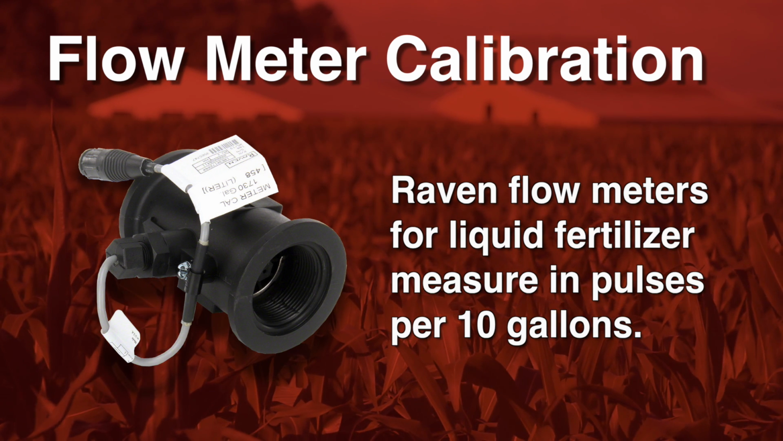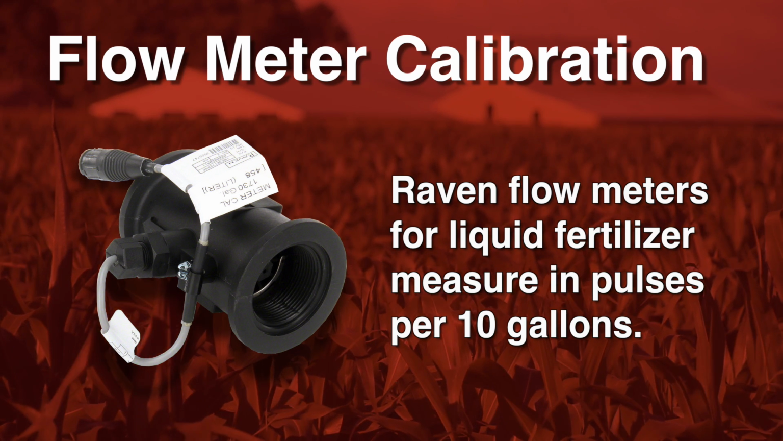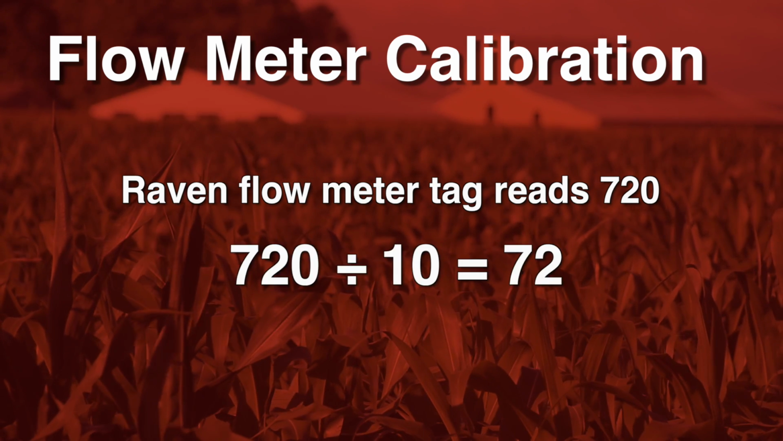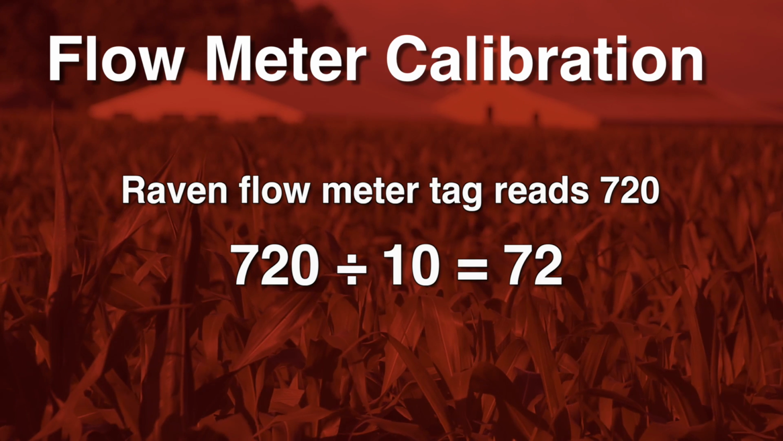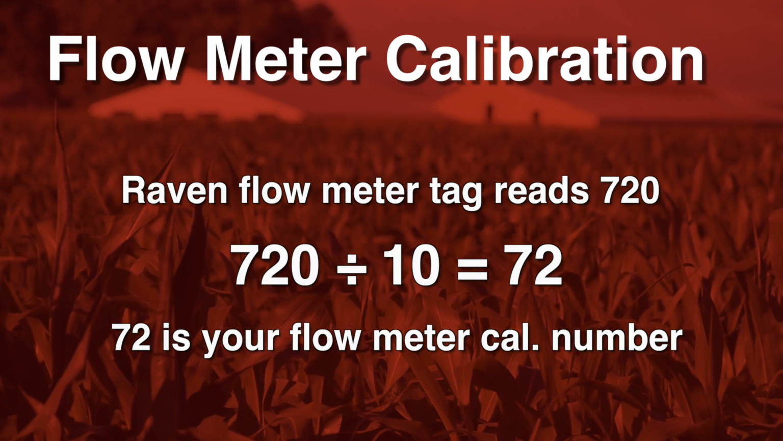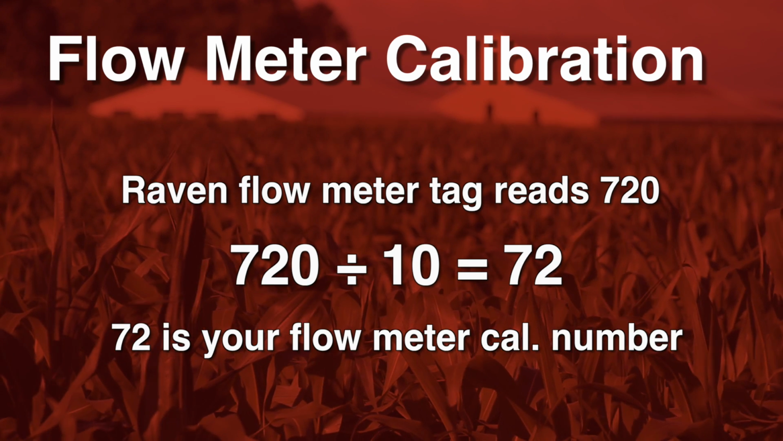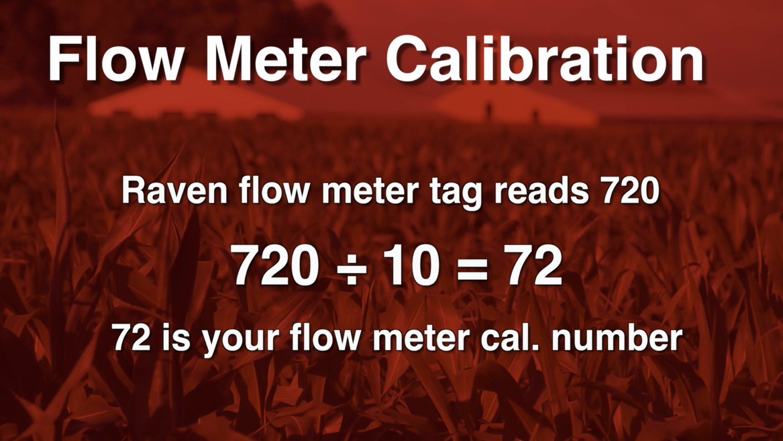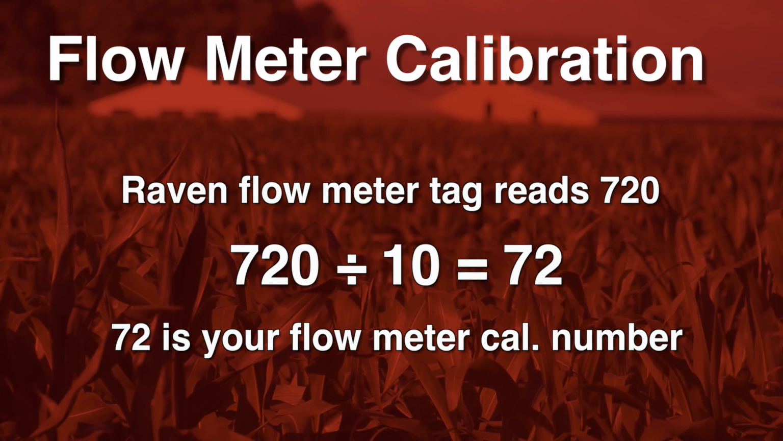You must take the number on the tag and divide it by 10. For example, the flow meter tag says 720. 720 divided by 10 equals 72. Enter 72 for the meter cal on the configuration screen for a Raven flow meter. This number will be finely tuned during the calibration process of the flow meter later in this video.